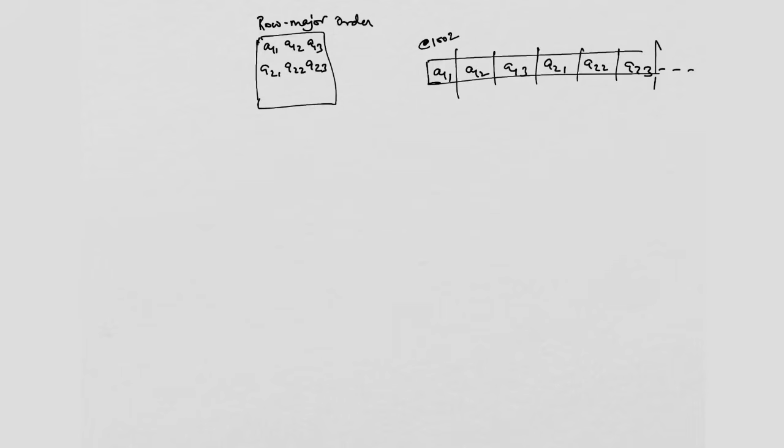And how does Fortran store the matrices? The other way around. Column major order. So Fortran would store it as A11 followed by A21 followed by A31 and then A12 and so on. Okay. So why is this important for us?